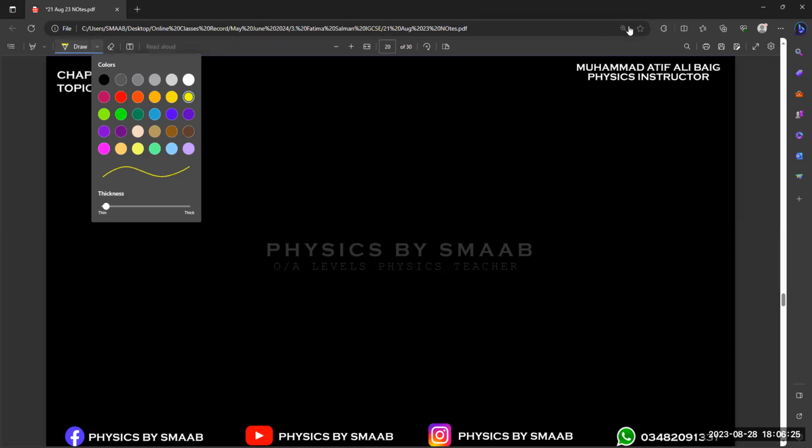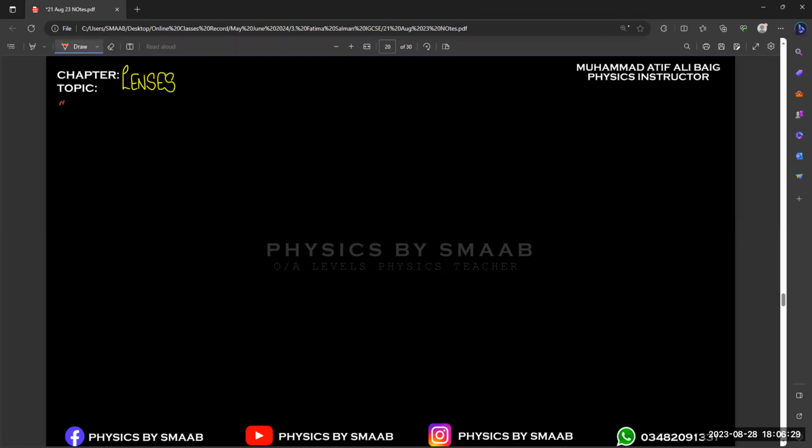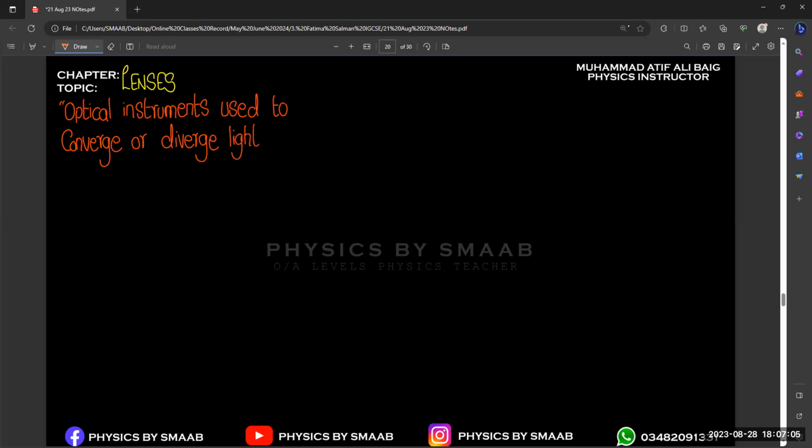First of all, if we talk about the lenses, basically lenses are the optical instruments used to converge or diverge light rays, right? So basically, this is the basic concept of lenses.